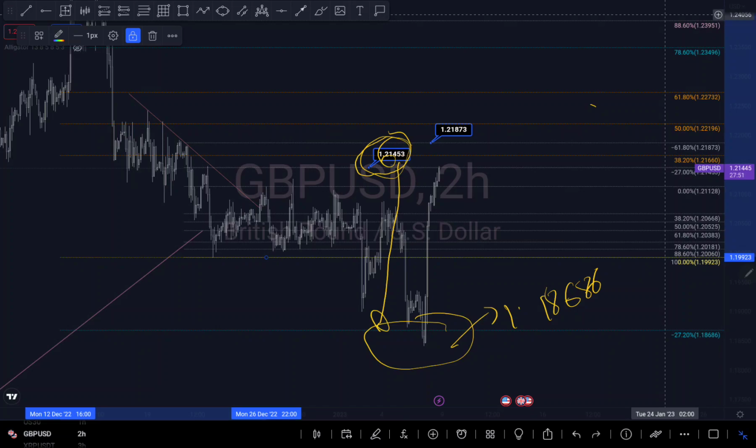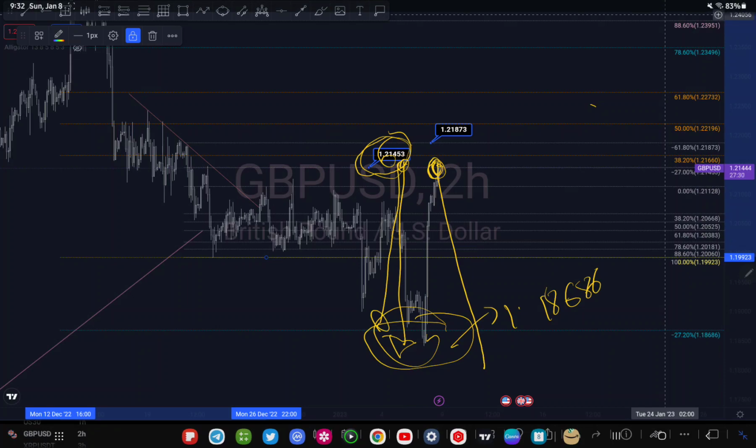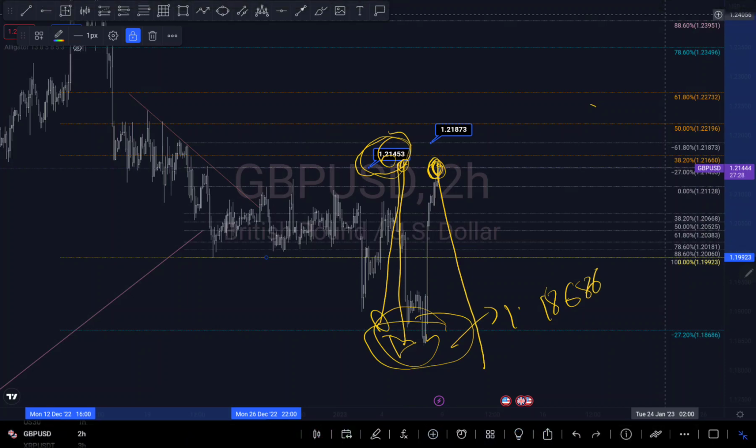1.18686. That's my target on GU, but I was expecting it to come to this level right here before we now push down to this level. But I guess the market doesn't obey us all the time. You can see it pushed up to this level first before now pushing up to the level I think it to get to before we push down. So that's how beautiful the market goes sometimes, right?